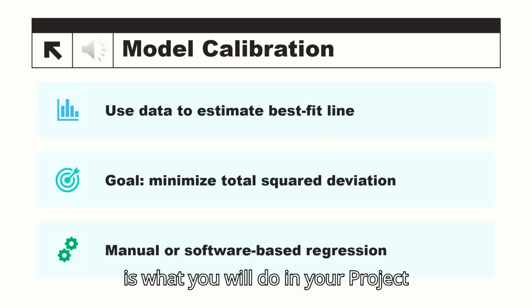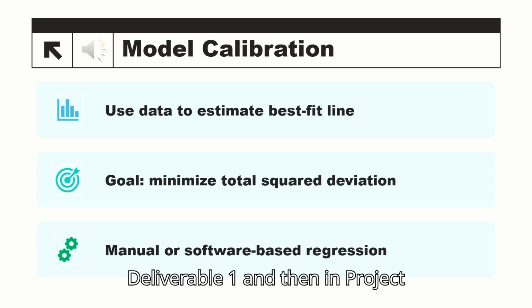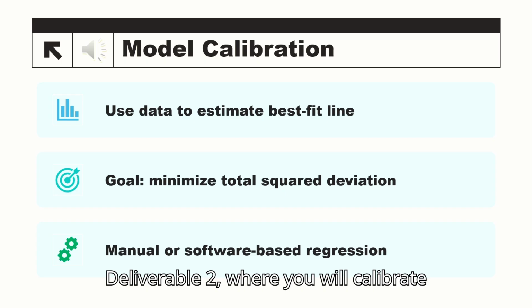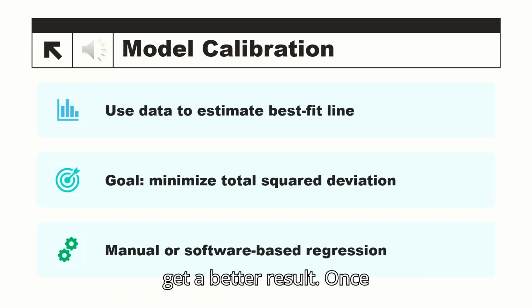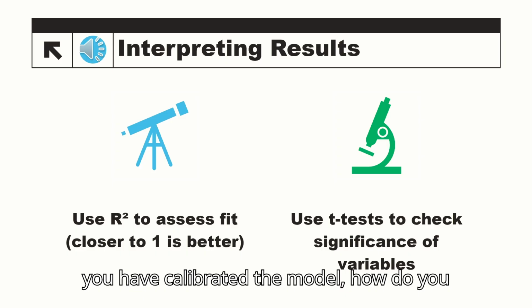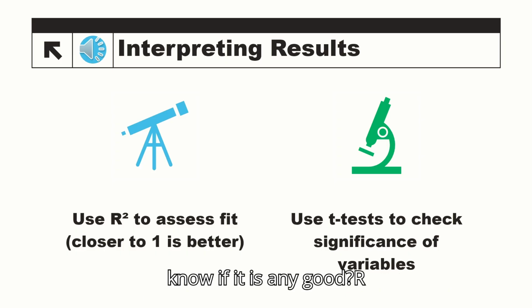And this is what you will do in your project deliverable 1 and then in project deliverable 2, where you will calibrate the model you developed in PD1 to get a better result. Once you have calibrated the model, how do you know if it is any good?